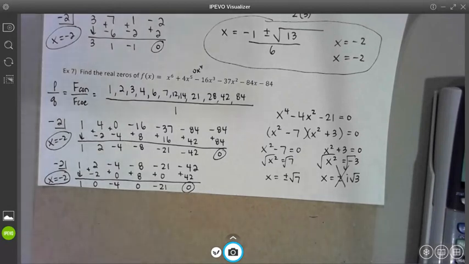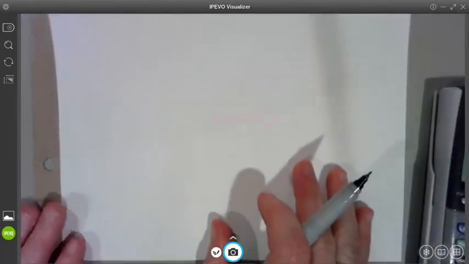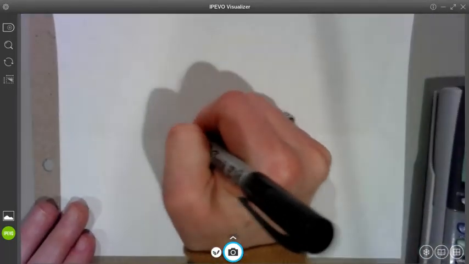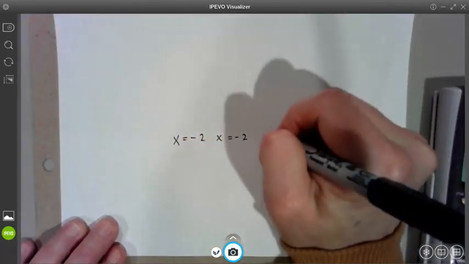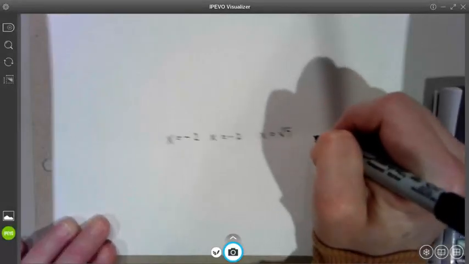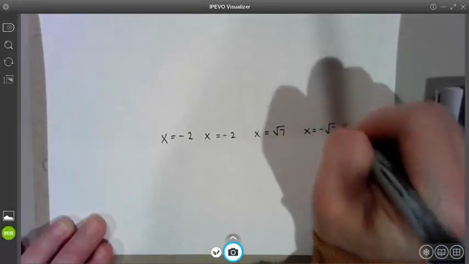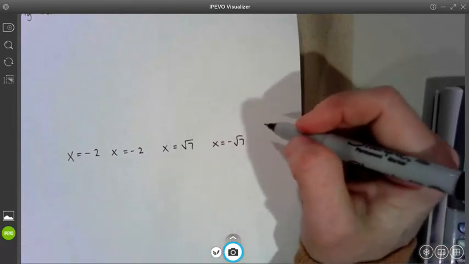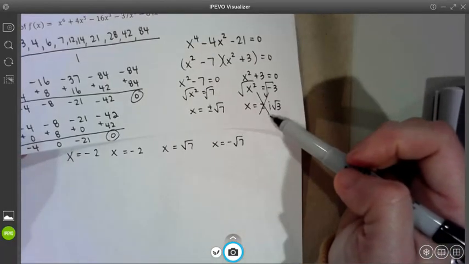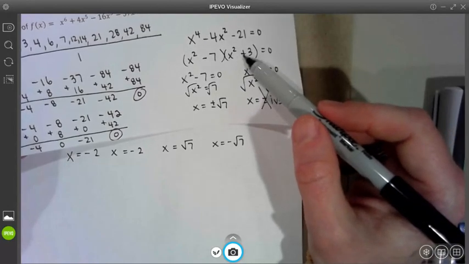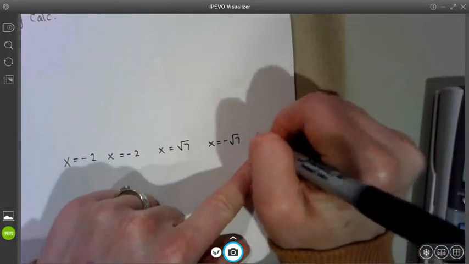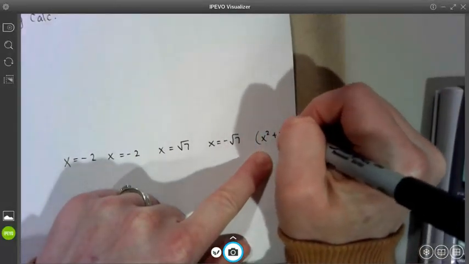All right, now if they ask you to write it in factored form, let me just sneak over here real quick. All right, we have zeros, x equals -2, x equals -2, and we have x equals positive root 7 and x equals negative root 7. And then you had the plus or minus i root 3. So what you do with your imaginary, just leave it as the quadratic factor it already was. So we're just going to leave that as x squared plus 3, okay?